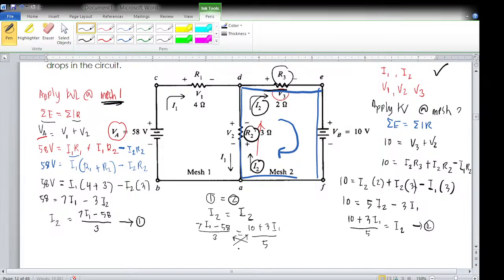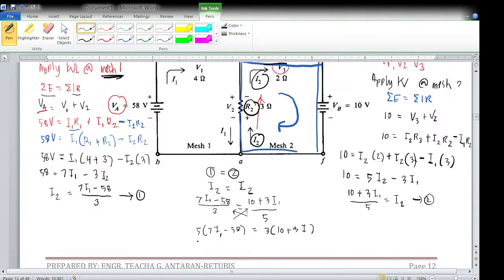Okay? Cross-multiply. So, 5 times 7 I sub 1 minus 58 equals 3 times 10 plus 3 I sub 1. Class, kindly correct me if there's a typo error. Kindly check kung may nagkamali akong sinulat. Tama ba? Kindly check yung mga sinubstitute natin. Baka may mali.